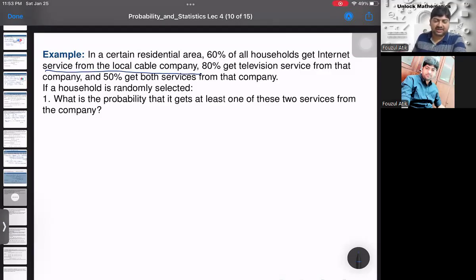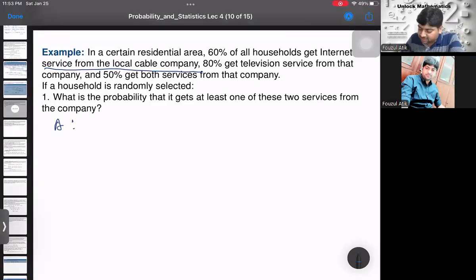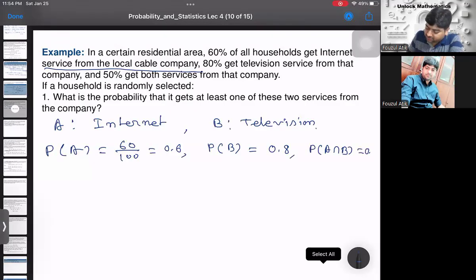Now, what you have to do, you should understand that. Let us denote each of the events by some alphabet. Let A be the event that the household gets internet service from the company, and B be the event that the household gets the television service. Then what other things are given? Probability of A is given as 60%, so it is 60 by 100, 0.6. P of B equal to 80%, so it is 0.8, and 50% get both services, so P of A intersection B is also given, which is 0.5.